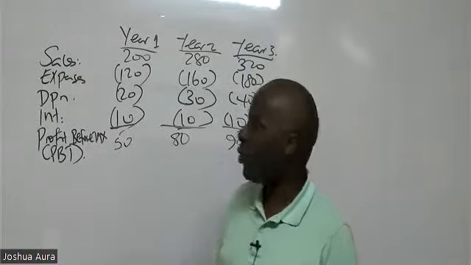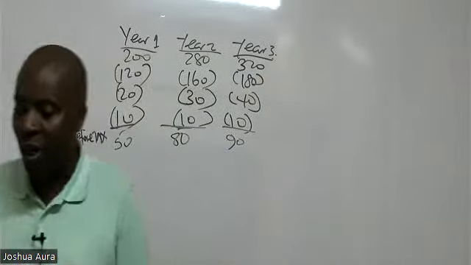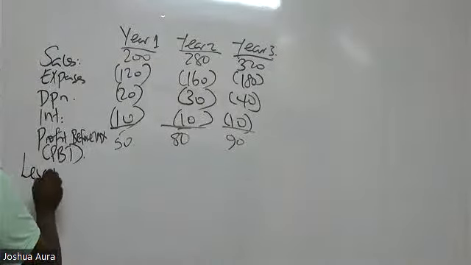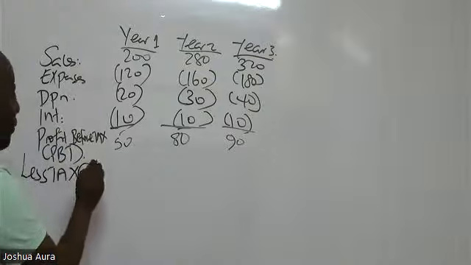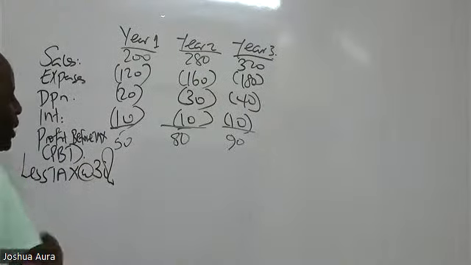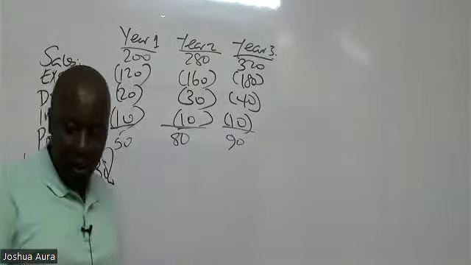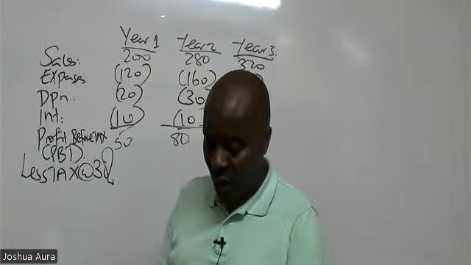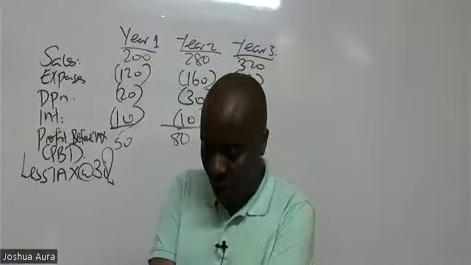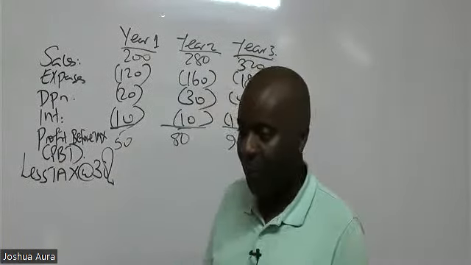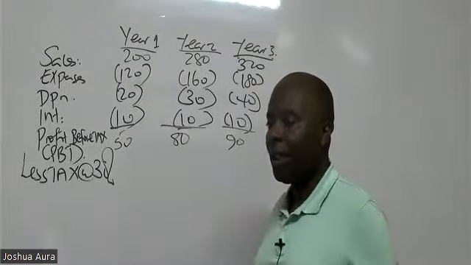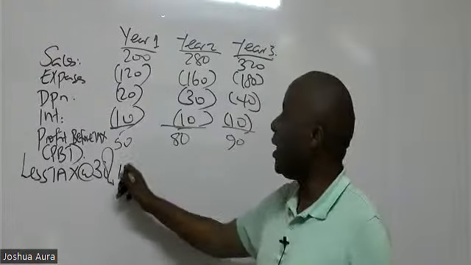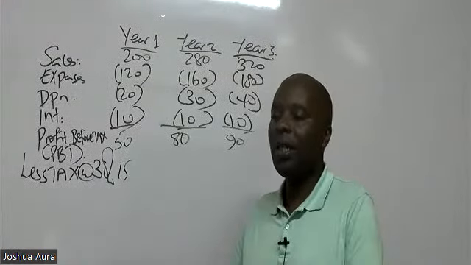Once we get profit before tax, we shall go ahead right away and less tax. Have they given us the rate of tax? Oh, yes. They have told us tax is 30%. So could you kindly give me 30% of this figure? 30% of 50 gives me 15. 30% of 80.